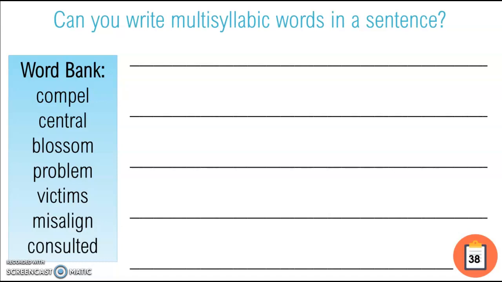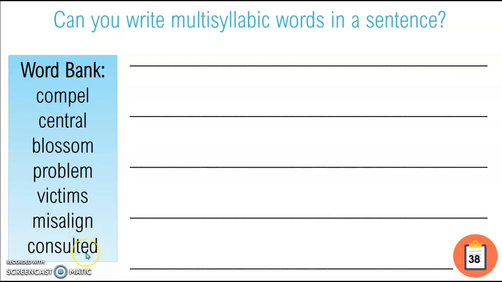Okay, the next thing we're going to work on is using the multisyllabic words in a sentence. So let's take a look at your words. Your first word is compel. Your next word is central. Then you have blossom, problem, victims, misalign, and consulted.